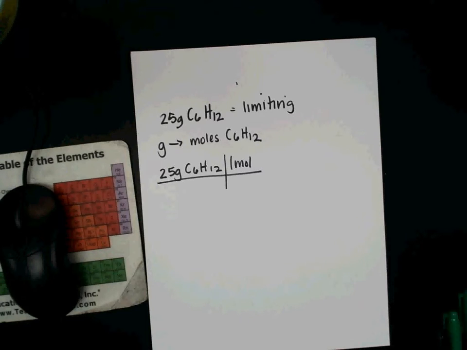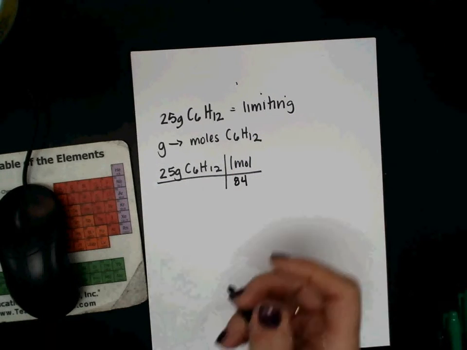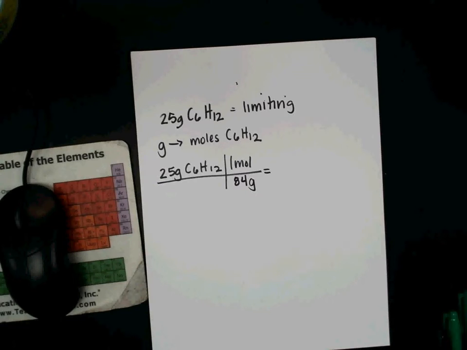What's the molar mass? Anybody got it yet? 84, thank you. So I have 84 grams of cyclohexane and 1 mole of cyclohexane. Now, tell me how many moles that is. Not easy. 2 moles.